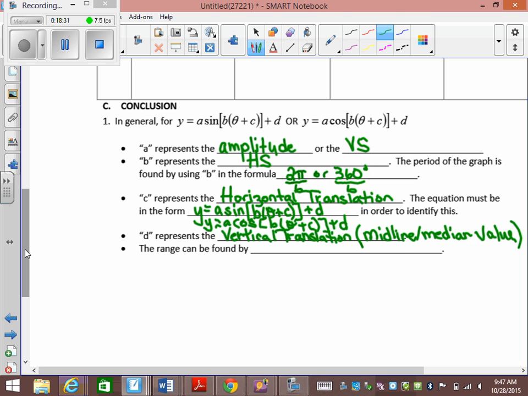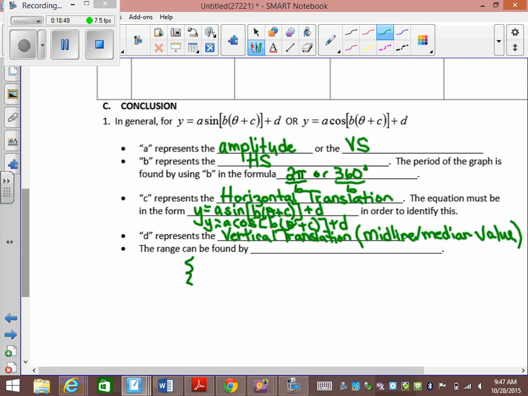Like the d value is, and it's going to be a horizontal line, and it's the horizontal line that cuts the graph in half horizontally, right? So same amount up to get to my max is the same amount down to get to my min. So your amplitude should work. And the range can be found by doing this. This is the best way to write it, I guess.